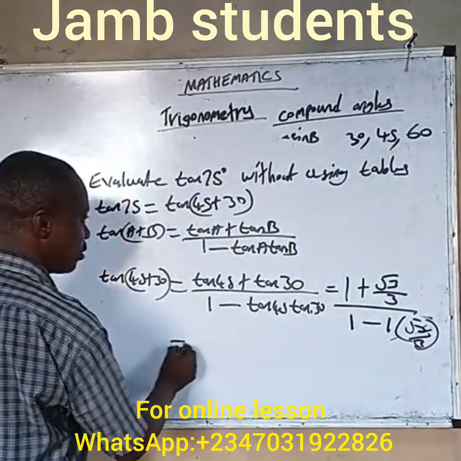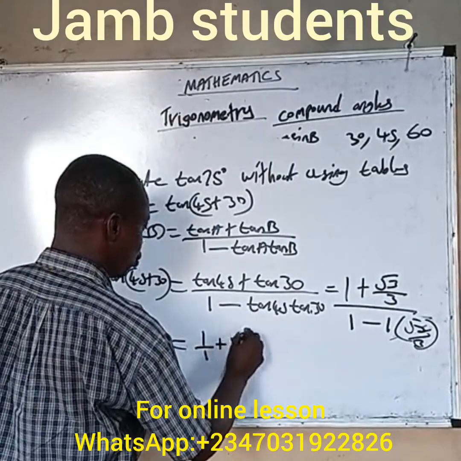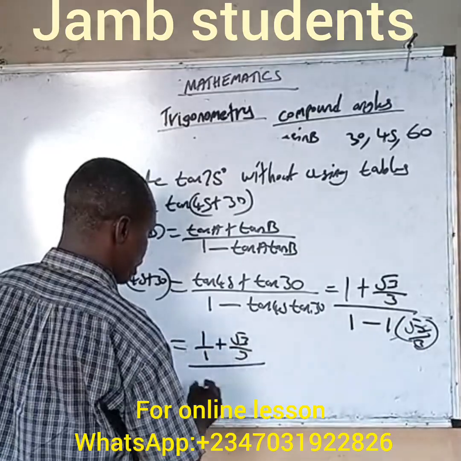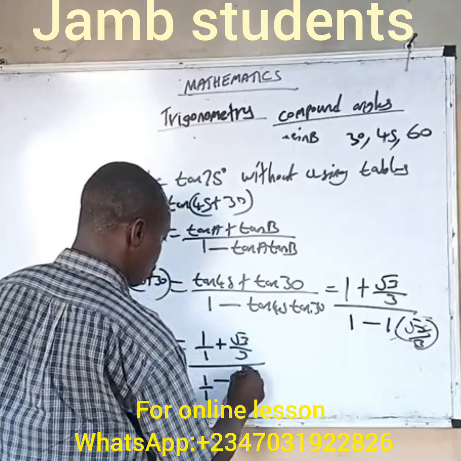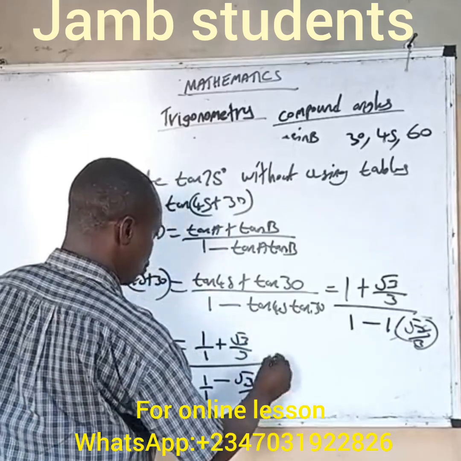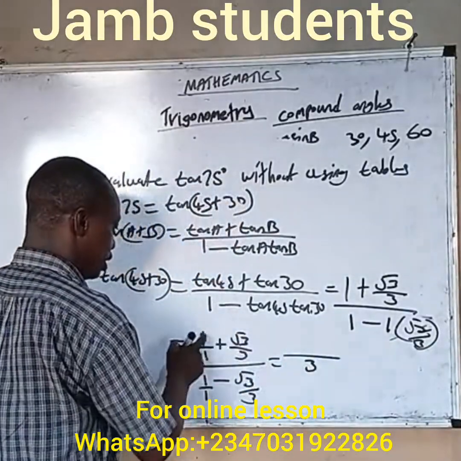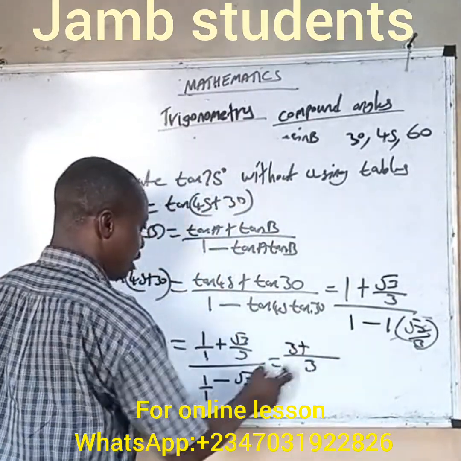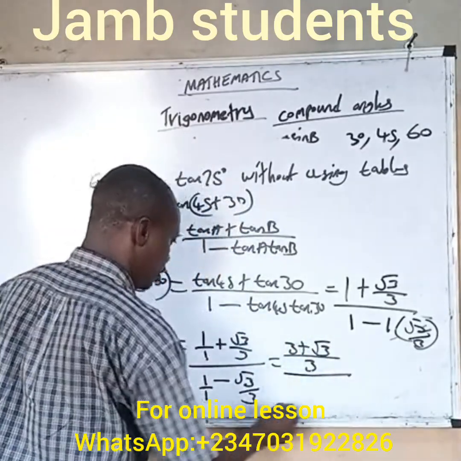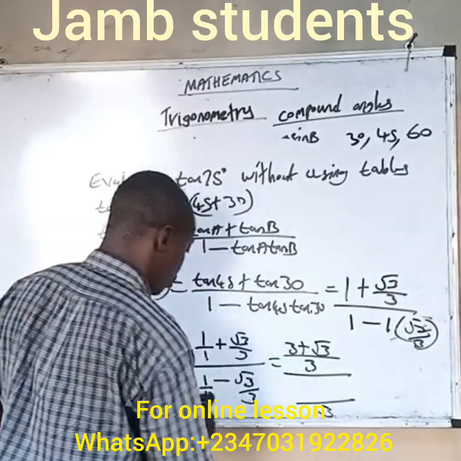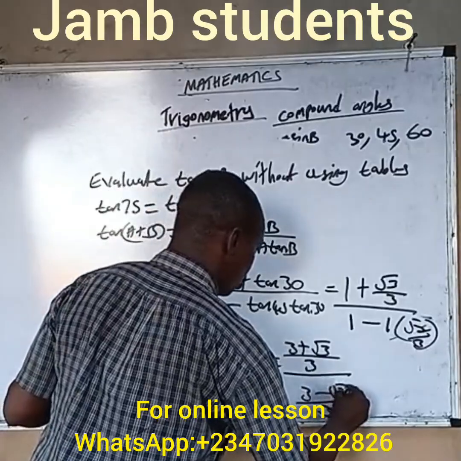Now, when you simplify that, this is 1 plus root 3 over 3, divided by 1 minus 1 times root 3 over 3. So when you find the LCM of 1 and 3, you get 3. 3 divided by 1 is 3, 3 times 1 is 3, plus root 3, over 3. Then 1 times root 3 is root 3, and the LCM of 1 and 3 is also 3. 3 times 1 is 3, minus root 3, over 3.